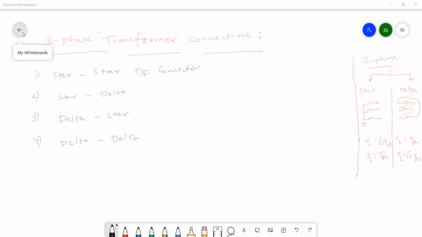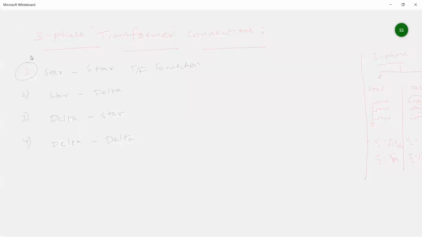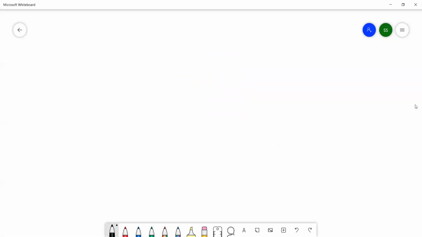So what is the first connection? How the terminals can be connected, that you need to draw in your examination. I will take the new screen. All of you carefully draw it. The star star connection. Very much important, simple to understand.